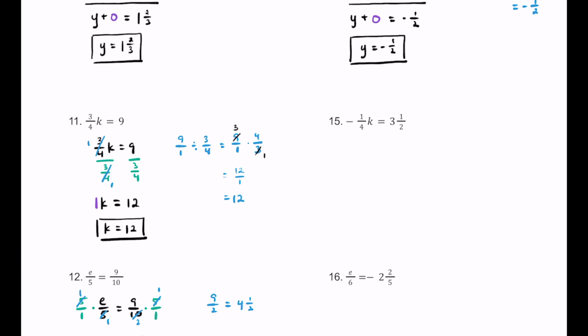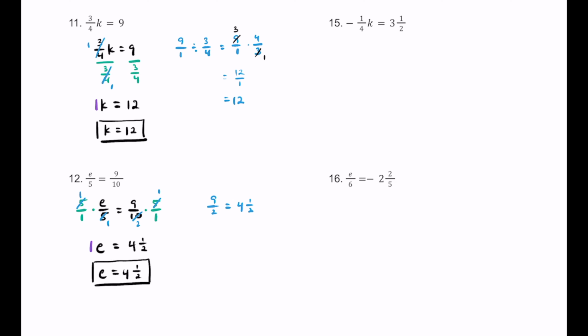Alrighty, moving on to number 15. I'm going to rewrite this one for more space. Negative 1/4 times k is equal to 3.5. Now to solve this, what we're going to do is use the division property of equality and divide both sides by the same thing, which is dividing both sides by negative 1/4.